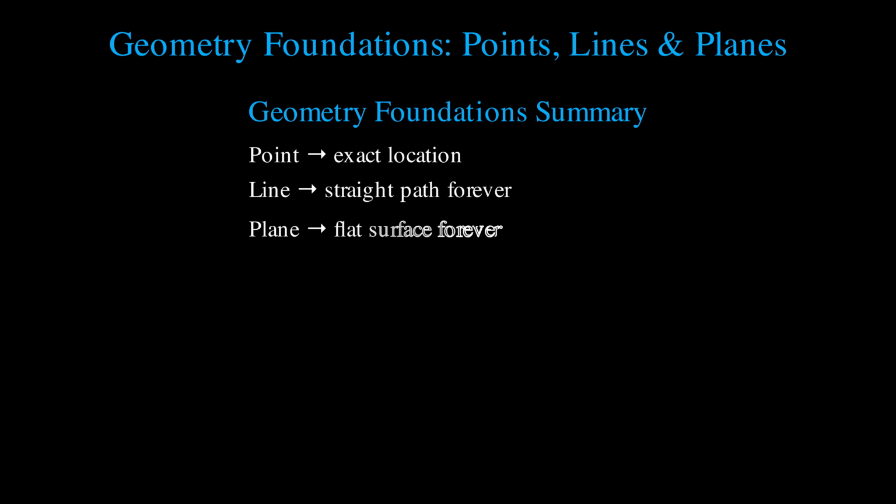Let's summarize everything we learned. A point shows an exact location. A line is a straight path that goes on forever. And a plane is a flat surface that also continues forever.